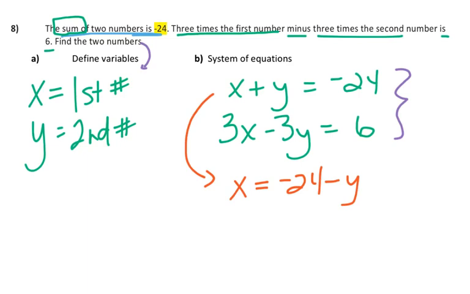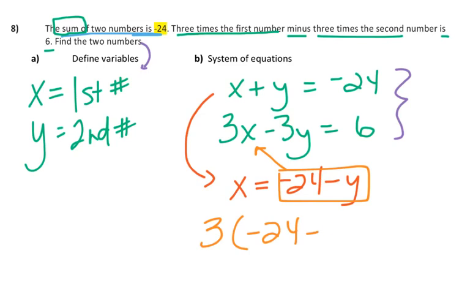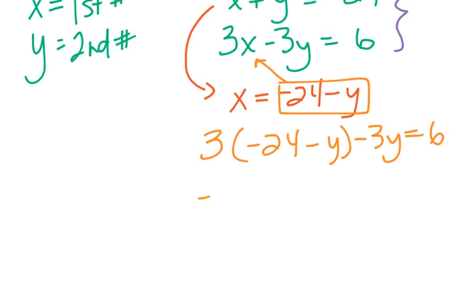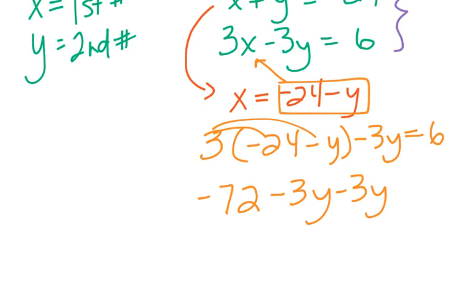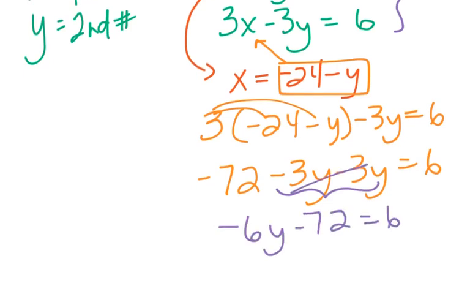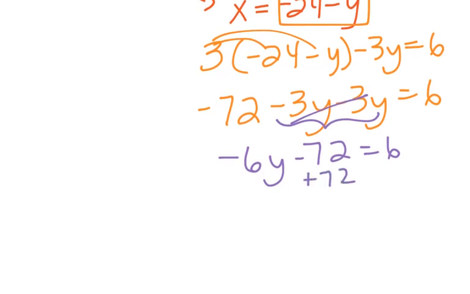And so then I can put this part of it in for x right there. So I'm going to have 3 times negative 24 minus y, minus 3y equals 6. So negative 72, and then minus 3y equals 6. And then I'm going to have negative 3y and 3y is negative 6y, minus 72 equals 6. I'm going to add 72 to both sides. So I'm going to have negative 6y is equal to 78.